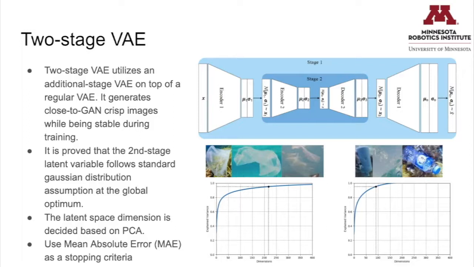We find the minimum number of dimensions required to preserve 95% of the training set variance using PCA and utilize this to choose the dimension of the latent space. The plots on the right side show the analysis for plastic bags and bottles. As can be seen, plastic bags require higher dimensions to cover 95% variance since they have more randomness in their shapes compared to plastic bottles. Additionally, we use MAE, or mean absolute error, with the two-stage VAE model as a stopping criterion.